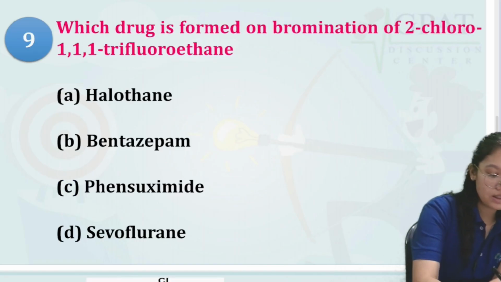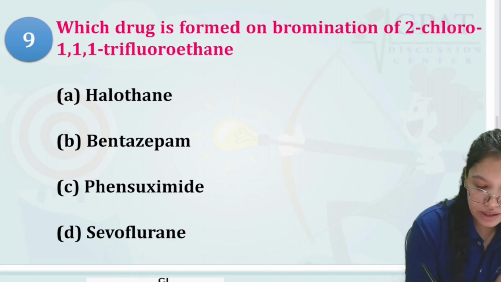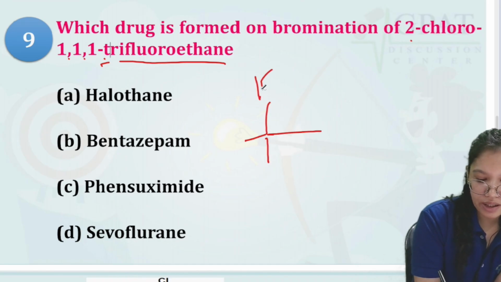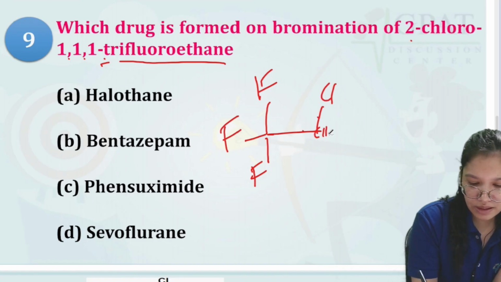Next question we have: which drug is formed on bromination of 2-chloro-1,1,1-trifluoroethane? Let's make this structure first. 1,1,1-trifluoro. I guess you must have guessed it by now, as we have discussed this a lot. For valency, it will be CH2.